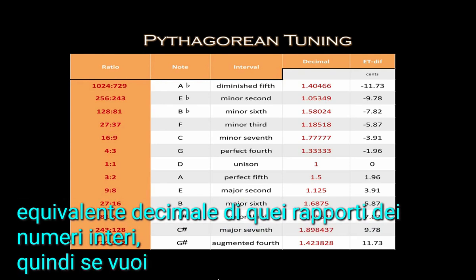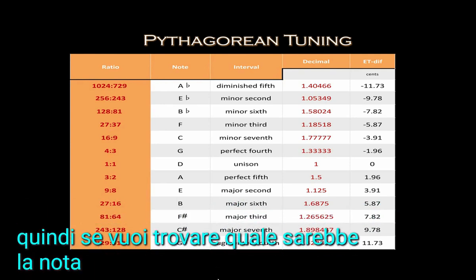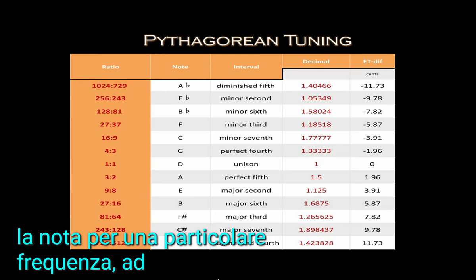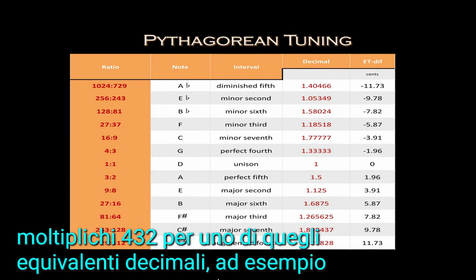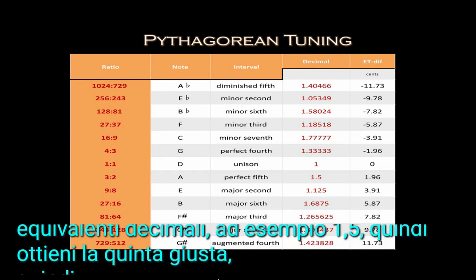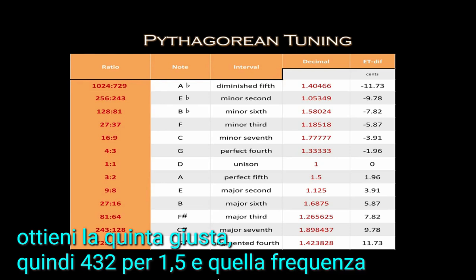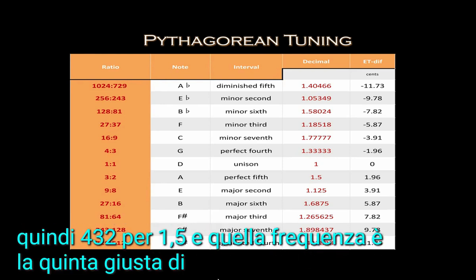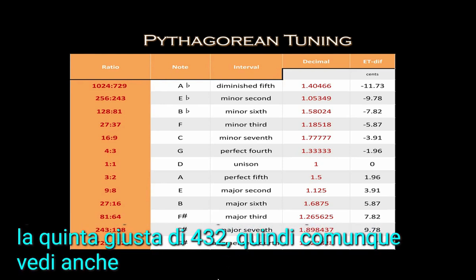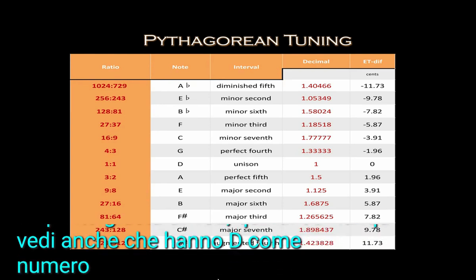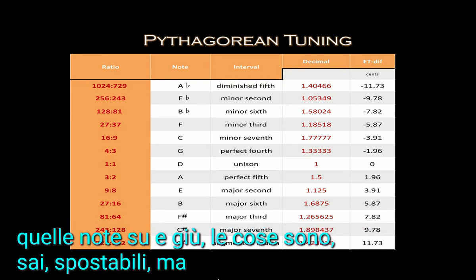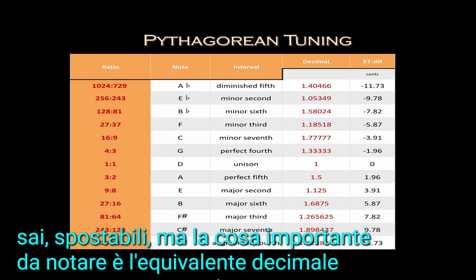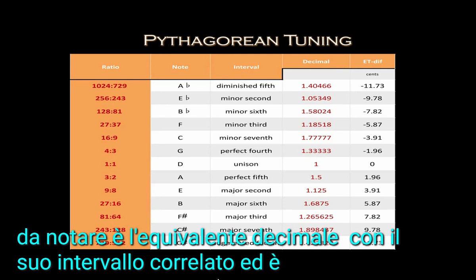So if you want to find what the note would be for a particular frequency, for example, A, if it's 432, you multiply the 432 by one of those decimal equivalents, for example 1.5, then you get the perfect fifth. So 432 times 1.5, and that frequency is the perfect fifth of the 432. So anyway, you also see that they have D as the unison number in the middle. You can move those notes up and down. Things are shiftable. But the important thing to note is the decimal equivalent with its related interval.